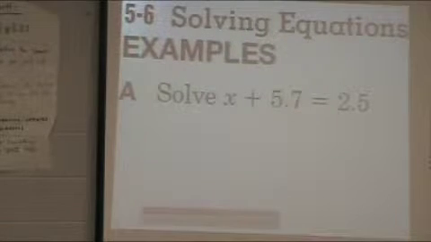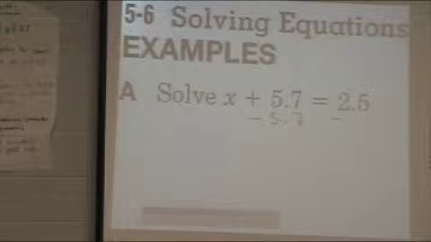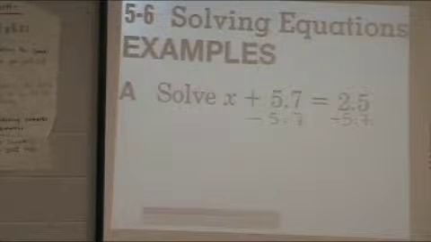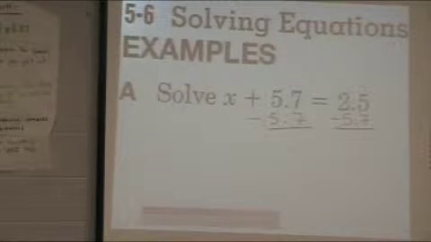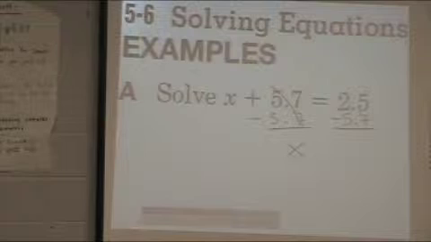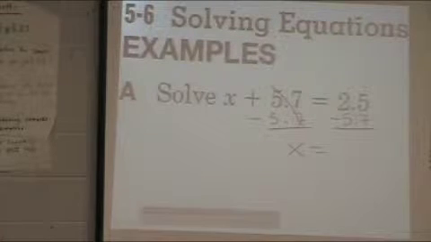Now the opposite of addition is subtraction, so we're going to subtract 5.7 on each side. That's how we're going to say it. Subtract 5.7 on each side. Now when we do that, 5.7 minus 5.7 is 0, which is good. So that leaves us x equals 2.5 minus 5.7.